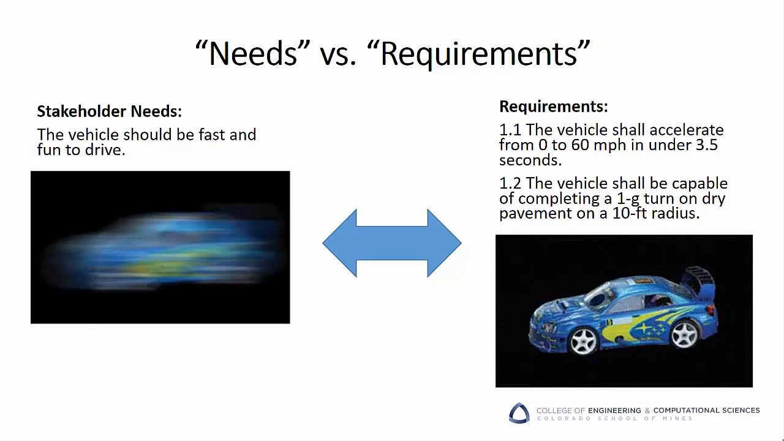Needs are often too vague to design to. They may be true, like this example, the vehicle should be fast and fun to drive, but everyone could have their own definition of what fast and fun mean for a vehicle, right?